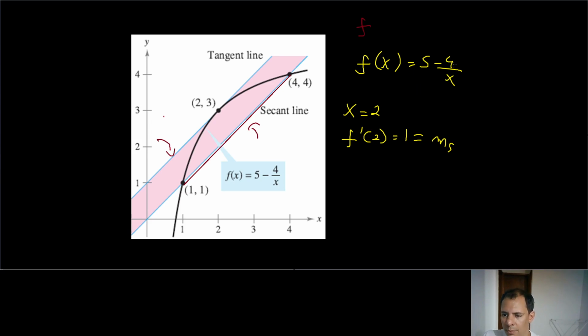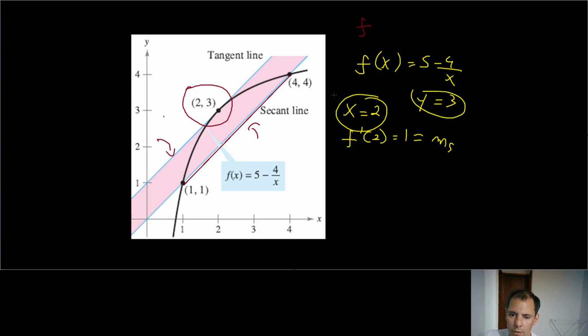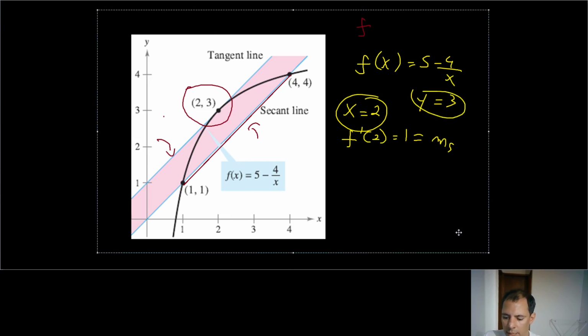You have 5 minus 4 divided by 2. 5 minus 2 equals 3. So you can see that the y is 3, and that's how they know that this point in here is (2, 3). See? You got a 2 in here, and you got a 3 in here. And that's what you have to get out from this. That's what you got to learn from this exercise.